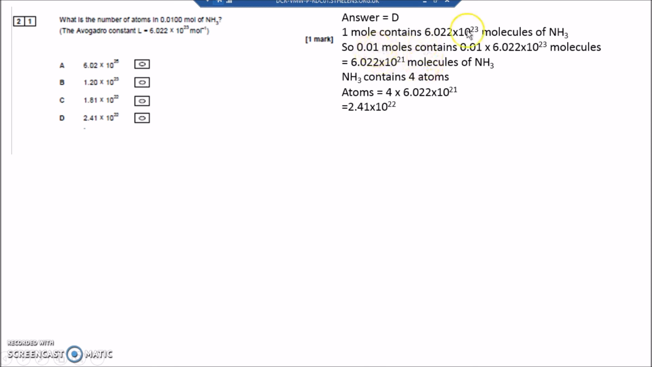So I've got a hundredth of the number of molecules that I had in 1 mole, but NH3 contains 4 atoms, so I've got this number of molecules of NH3, but every NH3 contains 4 atoms, so I need to multiply it by 4. The answer is 2.41 times 10 to the power of 22. The answer is D.